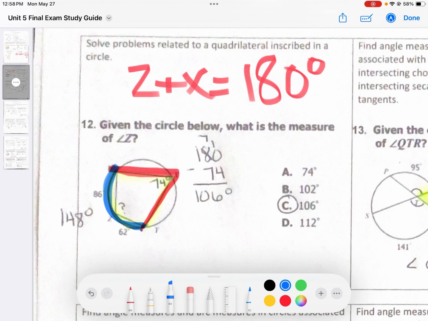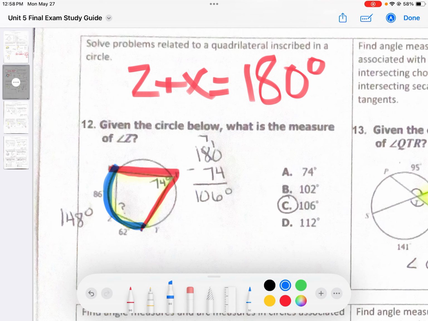You will have a formula sheet. But once again, you have to ask yourself, are you looking for the arc or are you looking for the angle? The angle is half of the arc. So if I have this arc, I think that's V to Z is 86 and Z to Y is 62. Those two arcs added together are my intercepted arc for angle X.